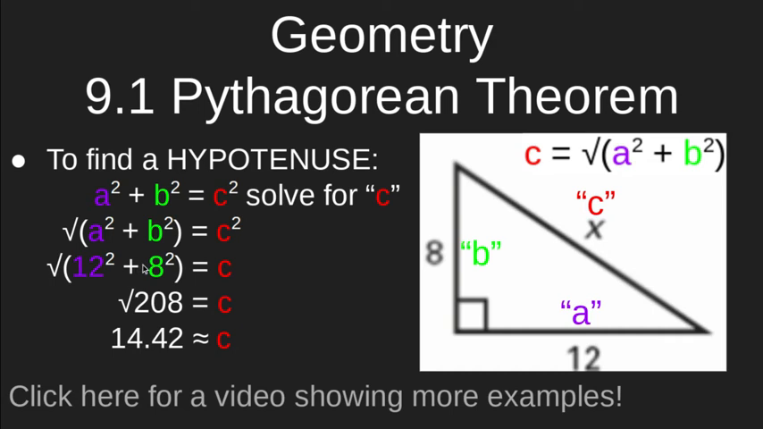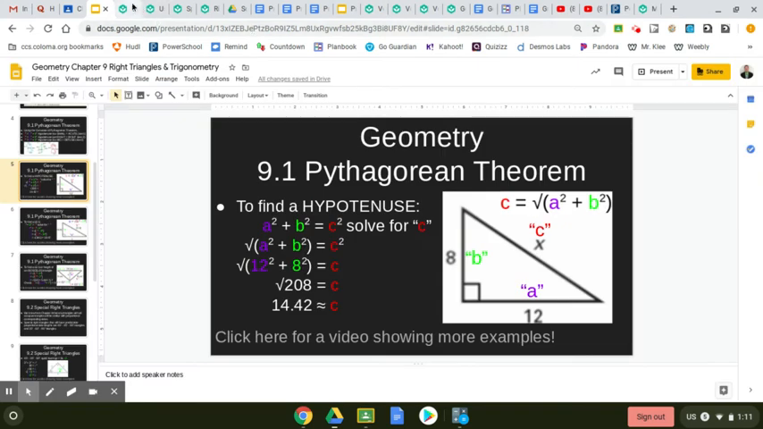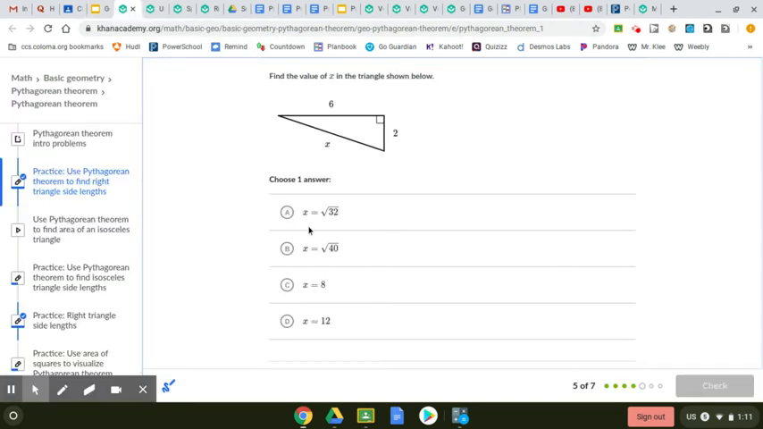And then 144 and 64, if I grab my calculator or do the mental math, is the square root of 208. That is my C there. If I actually grab a calculator and take the square root of 208, I get a number that would round to approximately 14.42. So now let's go apply that to the Khan Academies you're going to be asked to attempt.